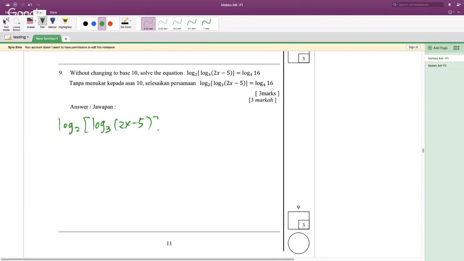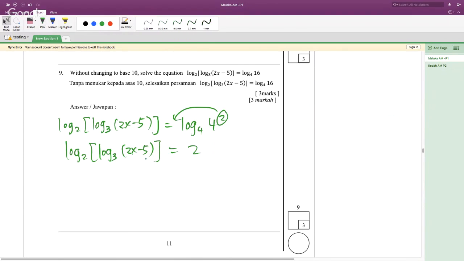And then I know I can easily solve this one, log base 4 of 16, because I know 16 is 4 to the power of 2. And the 2 I move in front. So the whole thing is just equal to 2. So therefore, I know log base 3 of 2x minus 5.